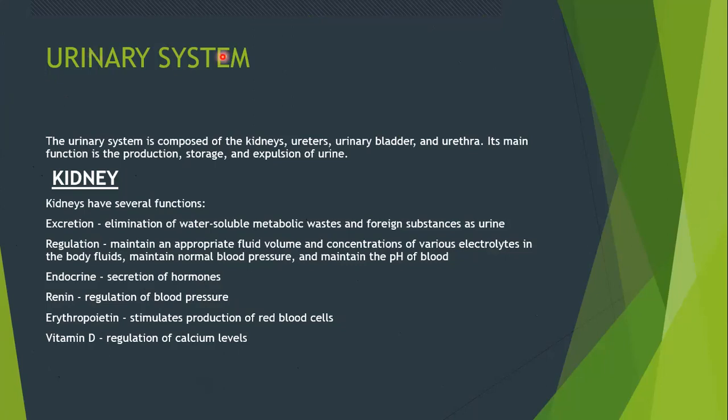So the urinary system is composed of the kidneys, ureters, the urinary bladder, and the urethra. Its main function is production, storage, and expulsion of urine. Now the kidneys have several functions. One of the functions is excretion. It usually eliminates water-soluble metabolic waste and foreign substances as urine. Some of the metabolic waste include urea and creatinine.